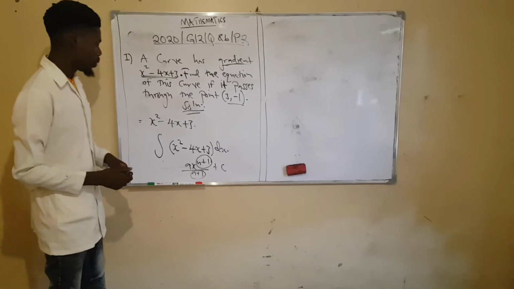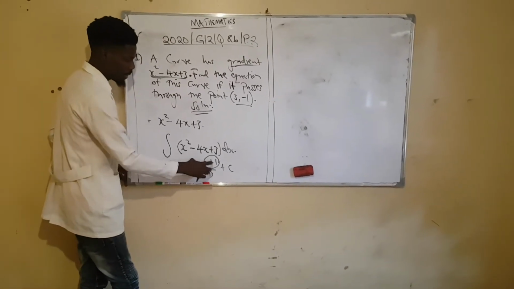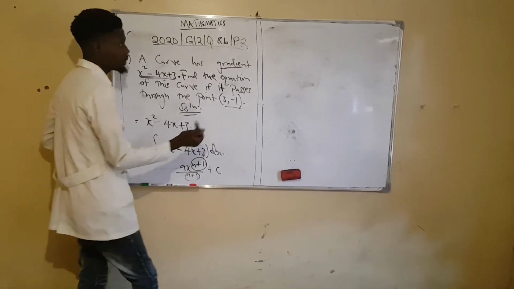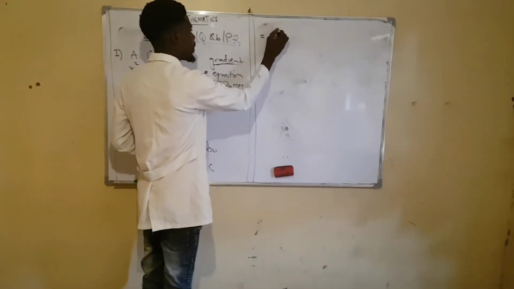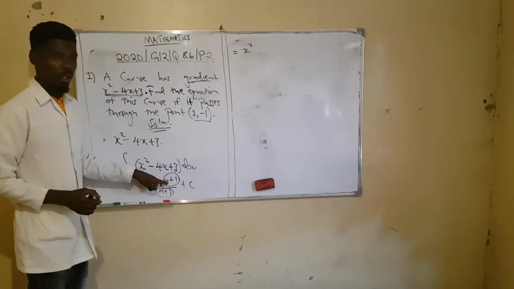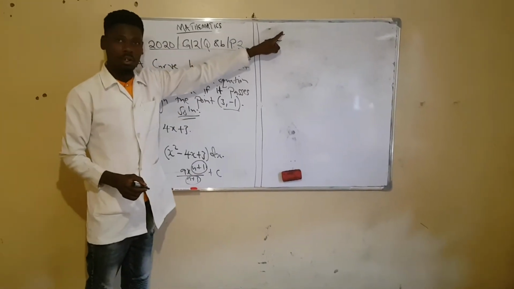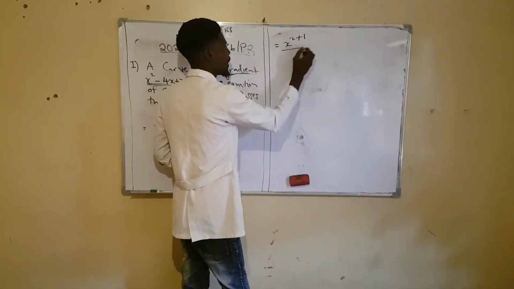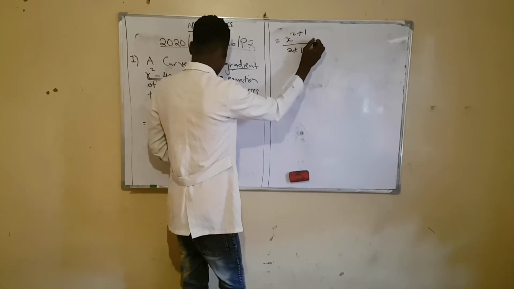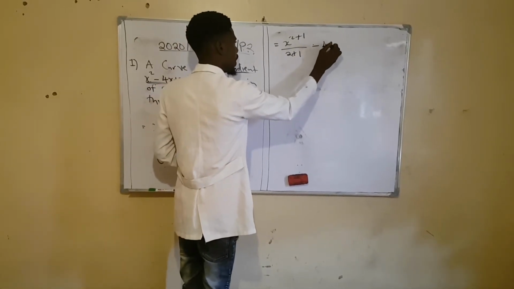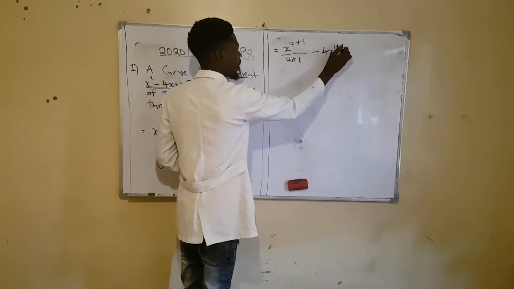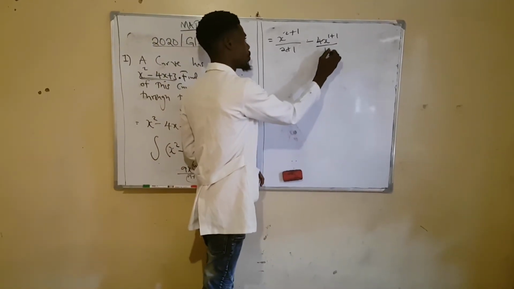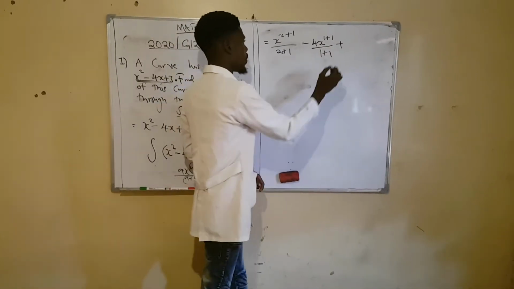So what are we going to do here? We are going to integrate. This applies to each term. We'll start with this one. We have x to the power 2. According to the formula, we add 1 to 2, so we say plus 1, and we divide by the same thing. Then we have minus 4x. There is a power 1 here, we add 1, over 1 plus 1. Then plus, we have 3.